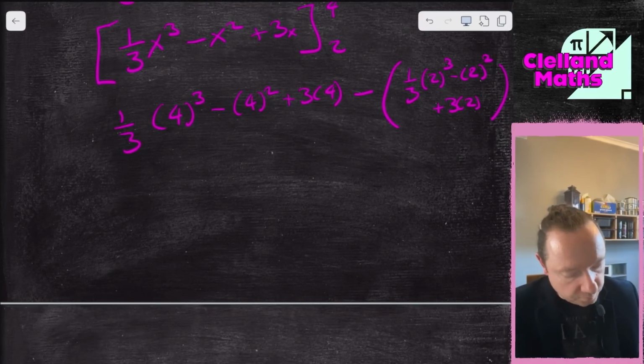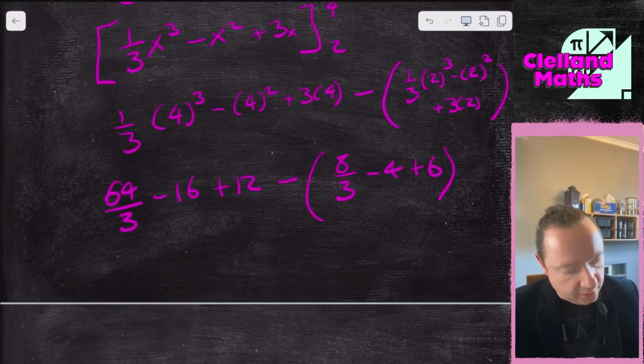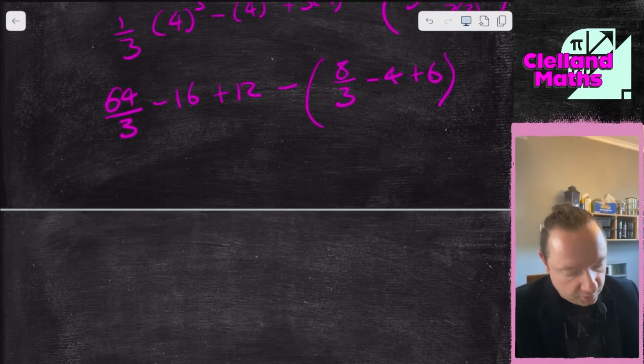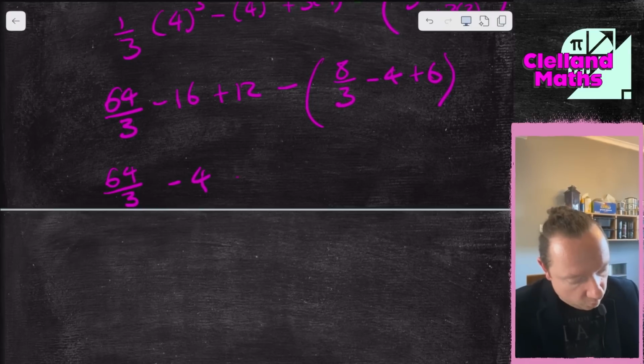So 4 cubed is 64 over 3. 4 squared is 16. 3 fours is 12. Minus 2 cubed is 8 over 3. 2 squared is 4. 3 twos is 6. Now, I usually like to work with the calculator as much as I can, just because I'm used to it. So 64 over 3 minus 16 plus 12 is minus 4. And then I've got minus 8 thirds. Minus 4 plus 6 is 2.